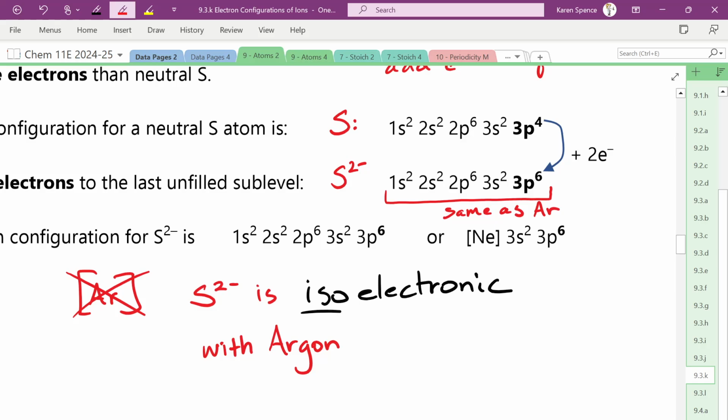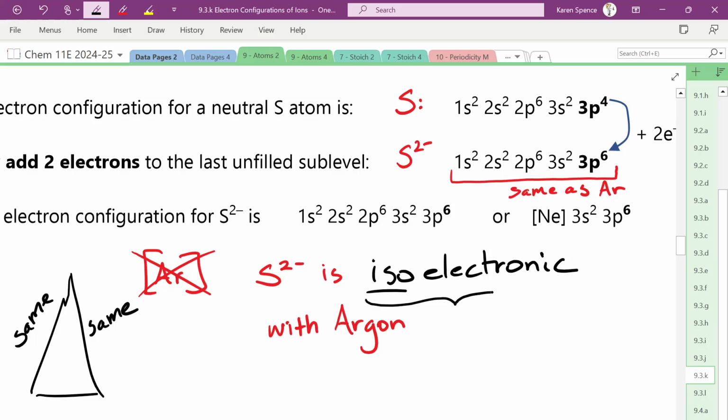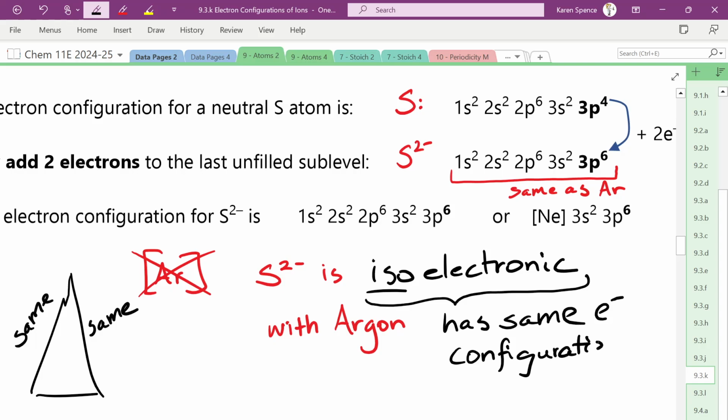Now, if you have an isosceles triangle, what kind of triangle is that? Two angles the same. Iso means the same. So if it's isoelectronic, what do you think that means? It means it has the same electron configuration. Okay, we're going to come across the word isoelectronic a lot more later.